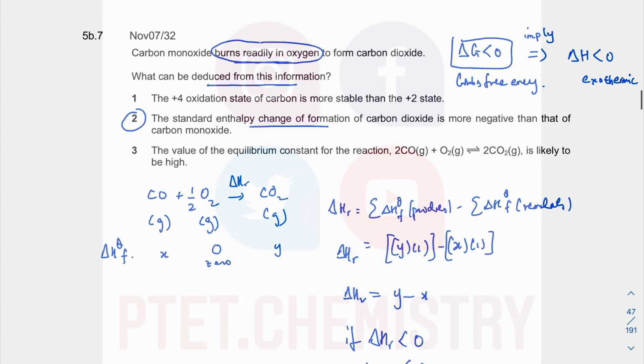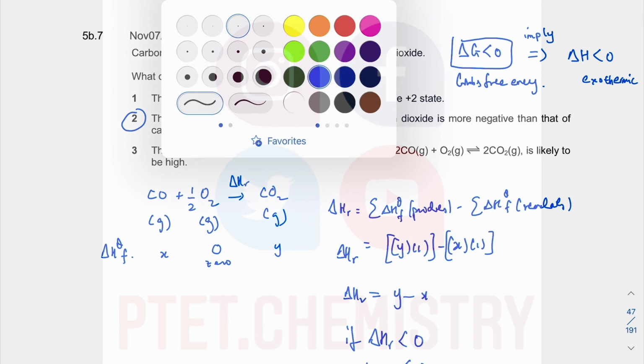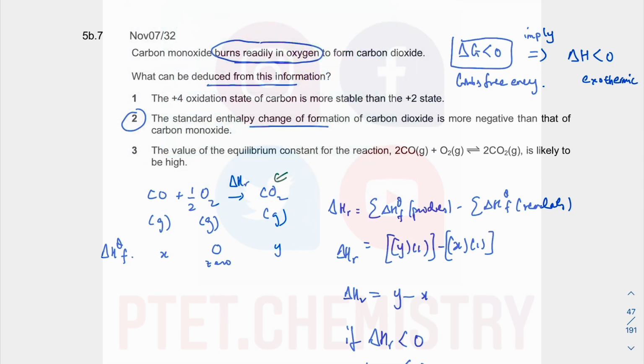How about number 1? The plus 4 oxidation state is more stable than plus 2. If we work out the oxidation state here, the carbon is plus 4 because each oxygen is minus 2. The oxygen is minus 2, therefore you get carbon plus 2. The fact that you readily form CO2 means you really want to go to carbon plus 4. So that means the carbon plus 4 is more stable than the plus 2. That's why the reaction happens readily.